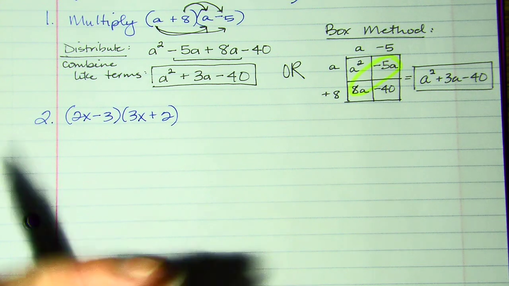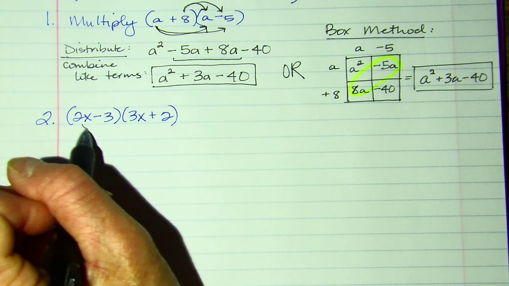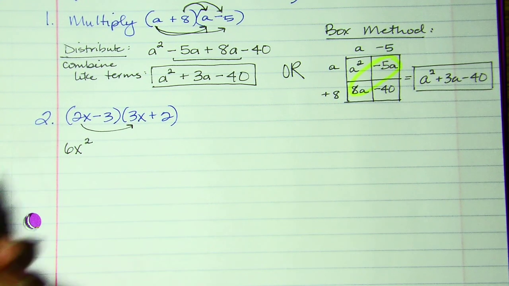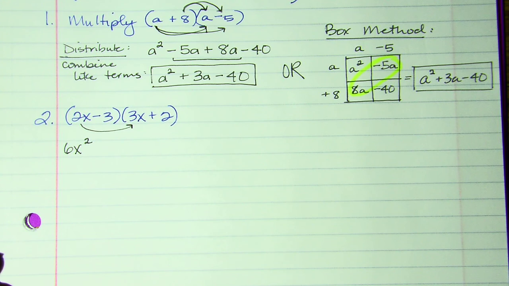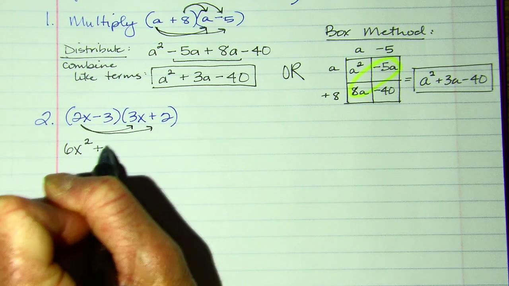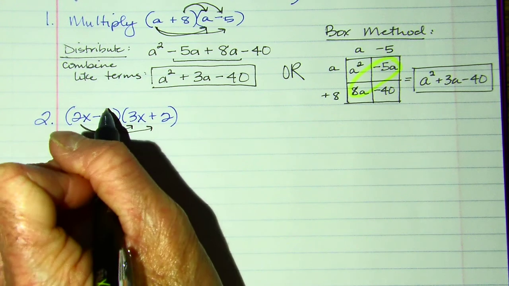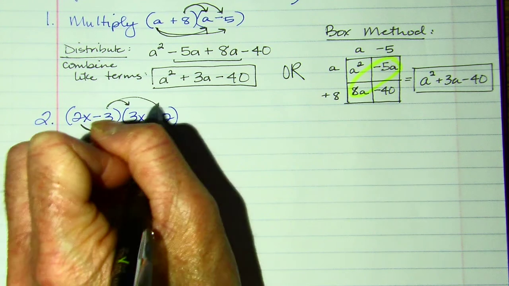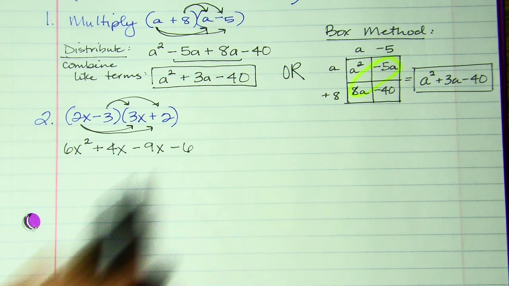So again, I'm going to use the distribute method. So 2x times 3x is 6x squared. Okay, 2 times 3 is 6, x times x is x squared. 2x times positive 2 is positive 4x. Negative 3 times 3x is negative 9x. And negative 3 times 2 is negative 6.